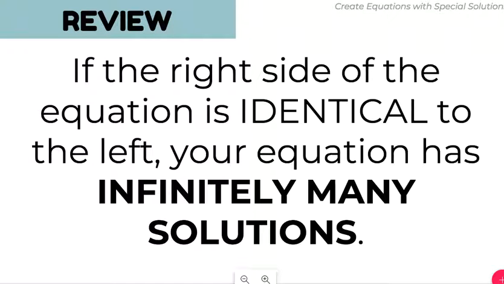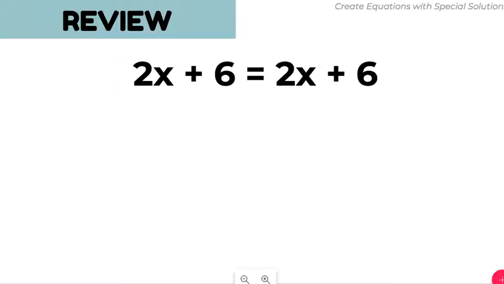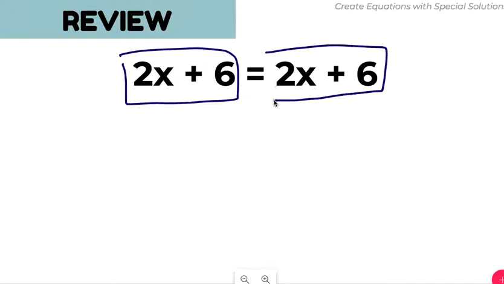This is just review. Don't copy this down. But a reminder, if the right side of the equation is identical to the left, we have infinitely many solutions. So if we saw this equation, my left side is identical to my right side. Again, you're still not copying anything down. They're literally the same. I have a 2x on each side and I have a 6 on each side.